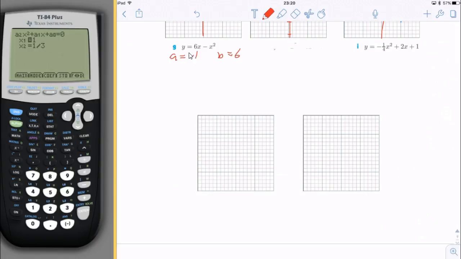Let's find the axis of symmetry. It's going to be -6 divided by 2 times -1. So that's equal to 3. So the axis of symmetry is equal to 3.